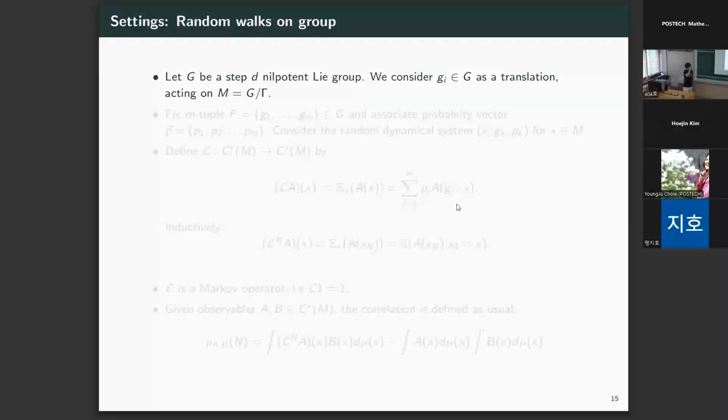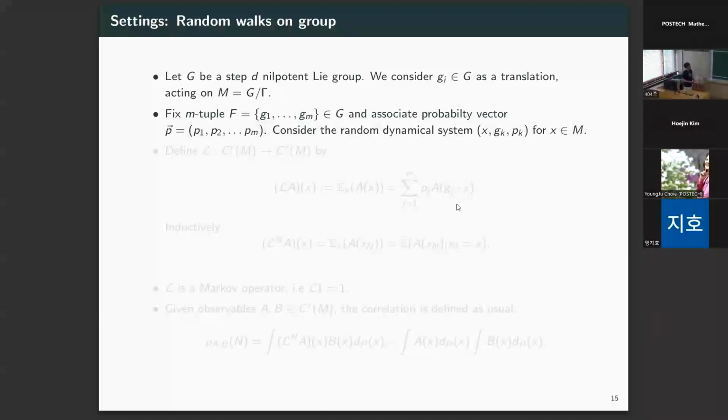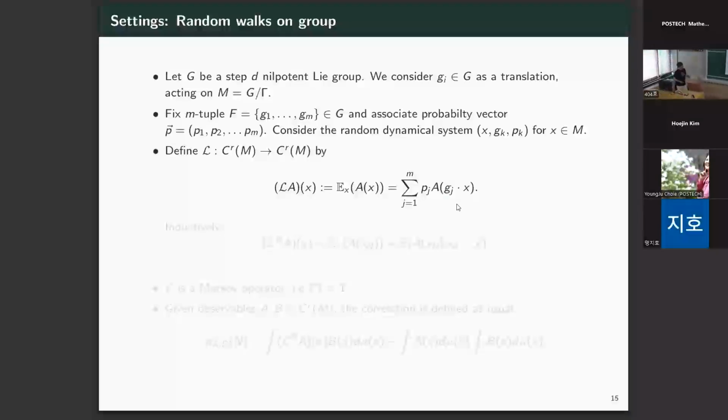So now let me introduce the setup of the work. I will consider G a step-k nilpotent Lie group, and gamma is a translation, and F is a set of generators, and we will consider some random walk. And then we can define an operator L from C(R) to C(R), which is defined as just averaging. Here I wrote the expectation of A, and if A is observable, so here the A(g) is inside of A.